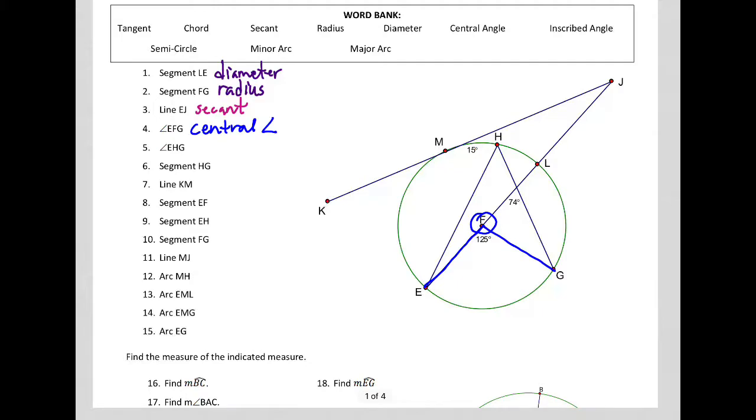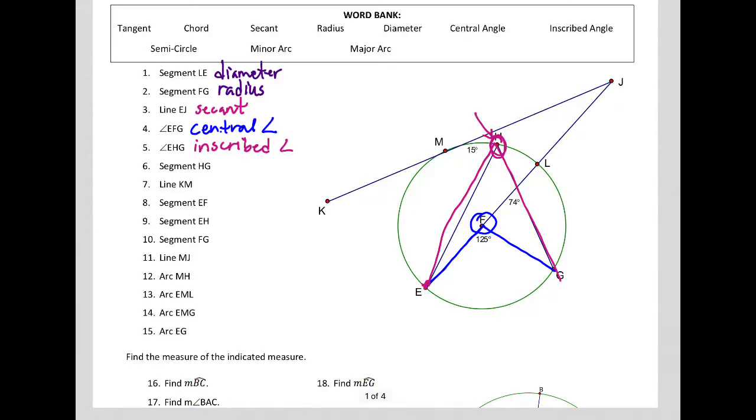And then we have EHG, so if I start at E, go to H, remember order matters, then to G, notice the vertex is on the circle, so it's on the edge of the circle. So remember that's an inscribed angle.